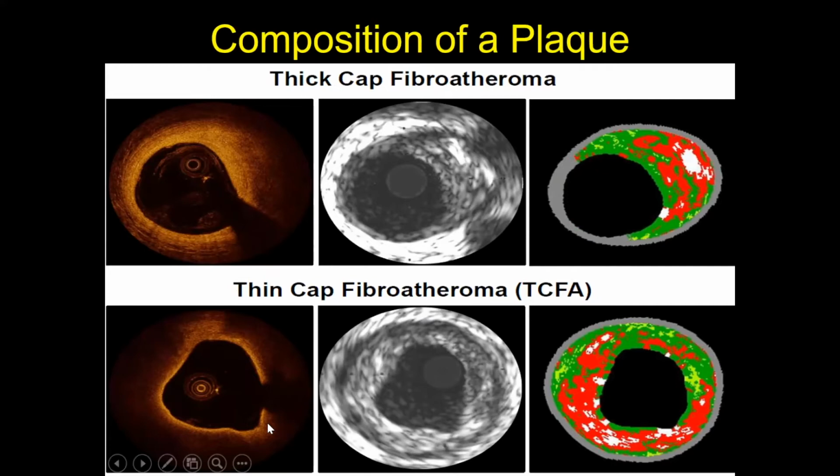On the other hand, in the bottom one, you can see the dropout beyond it, so there is fatty plaque, and you can measure the thickness of this fibrous cap here, and it's a thin cap fibroatheroma.